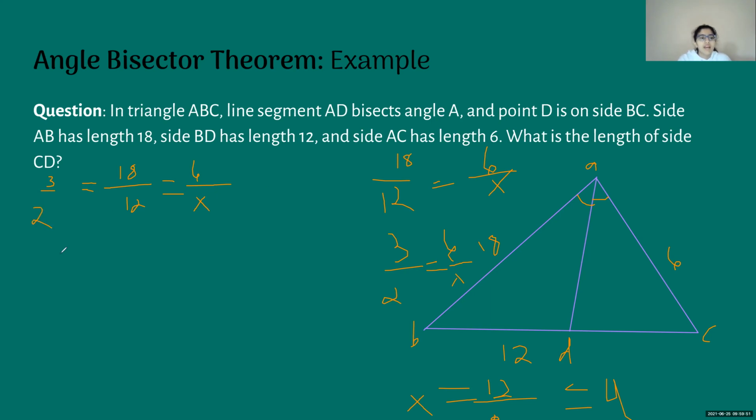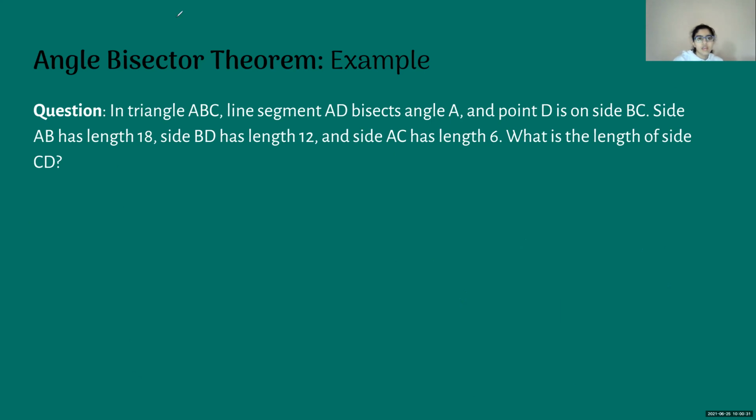Now we can multiply both sides by x, and we get 3x over 2 is equal to 6, and then we multiply both sides by 2/3, and we get x is equal to 12 over 3, which is equal to 4. So x is equal to 4, and since the length of side CD was what we were looking for, our answer is 4. So does that help? I shall clear my drawings if no one else has any questions.